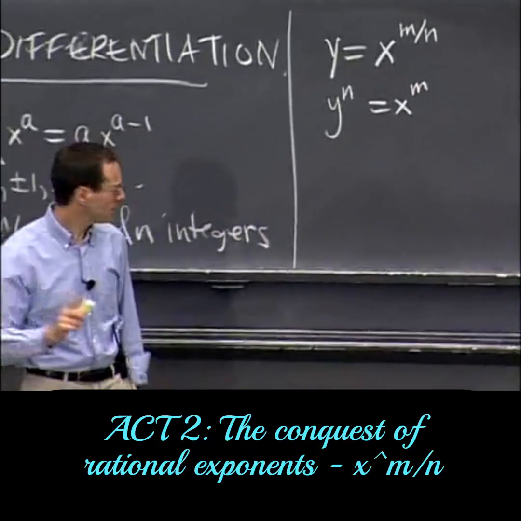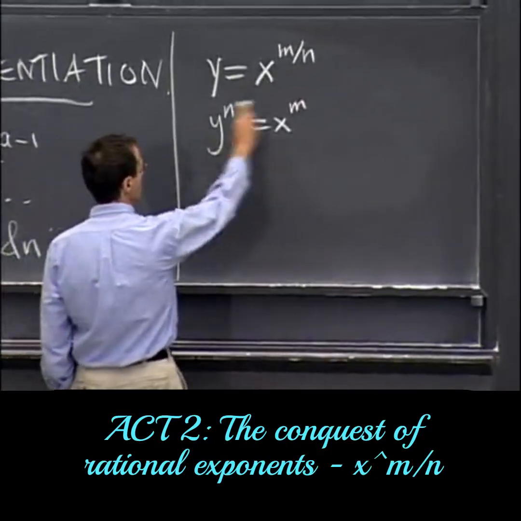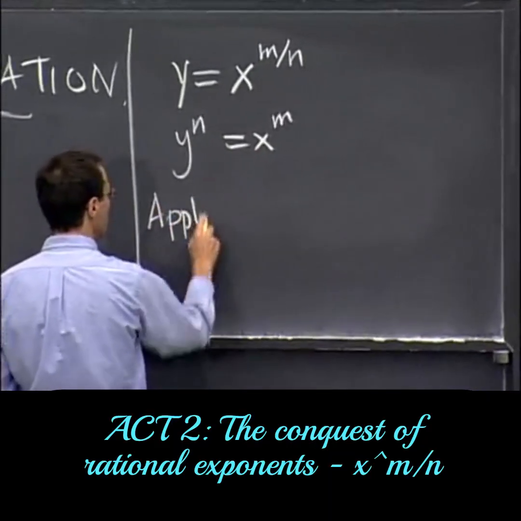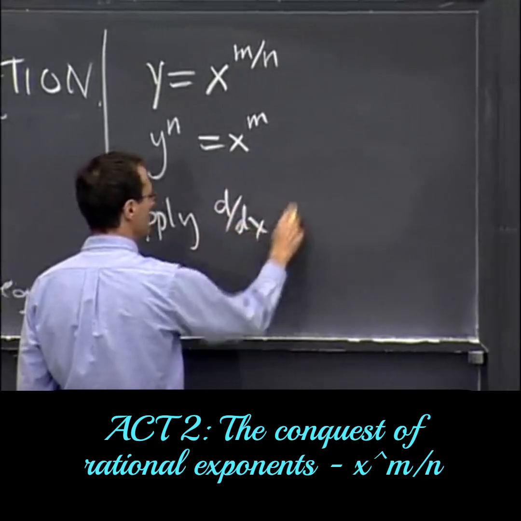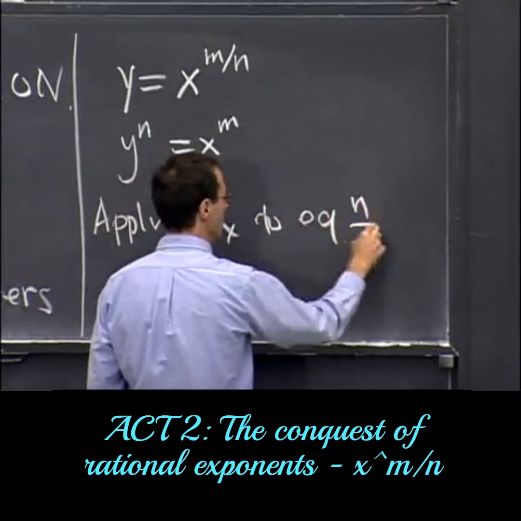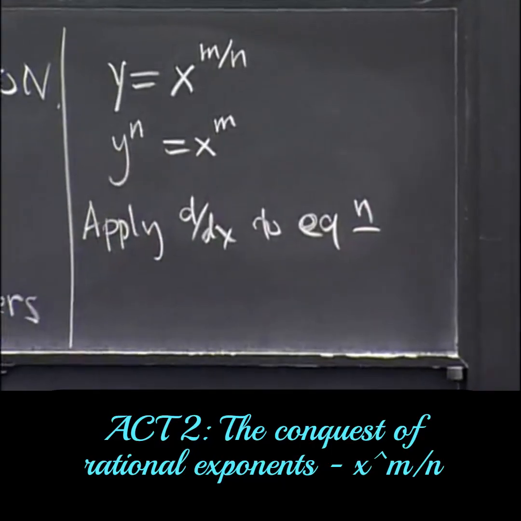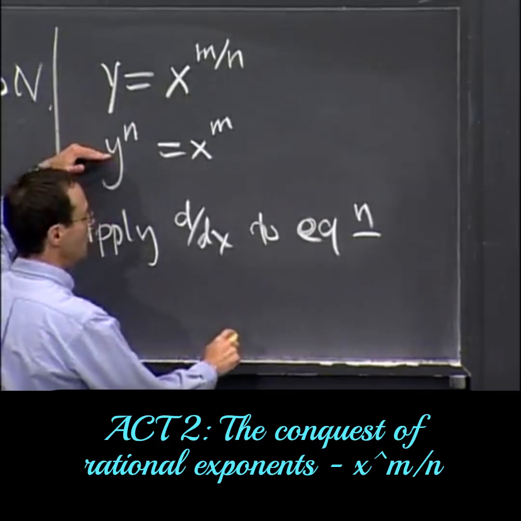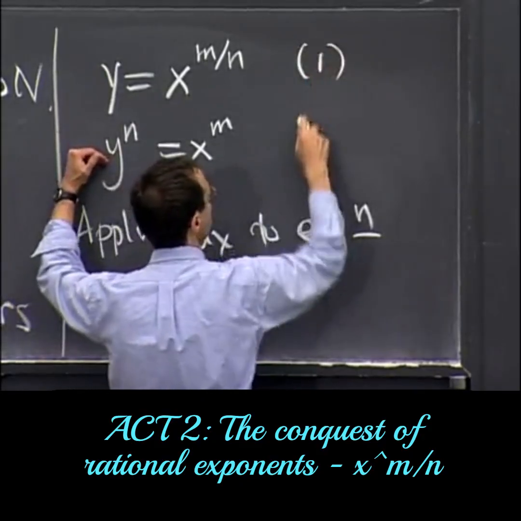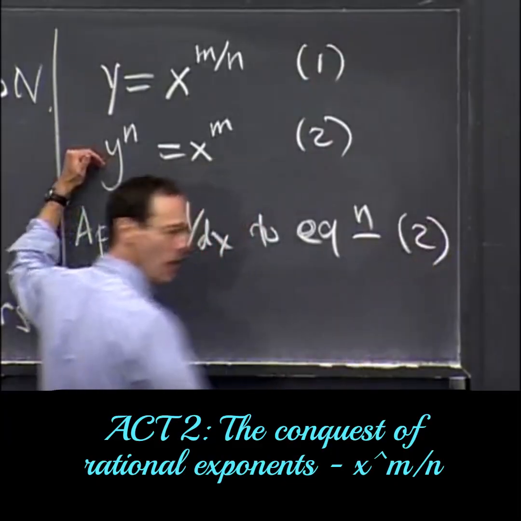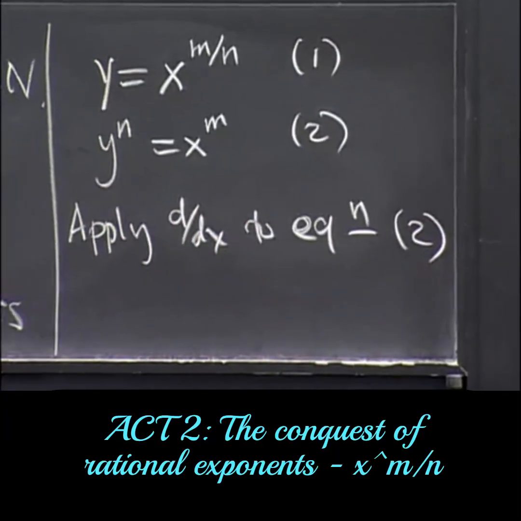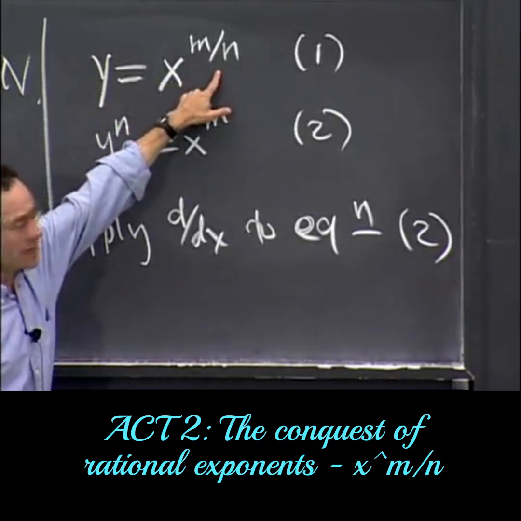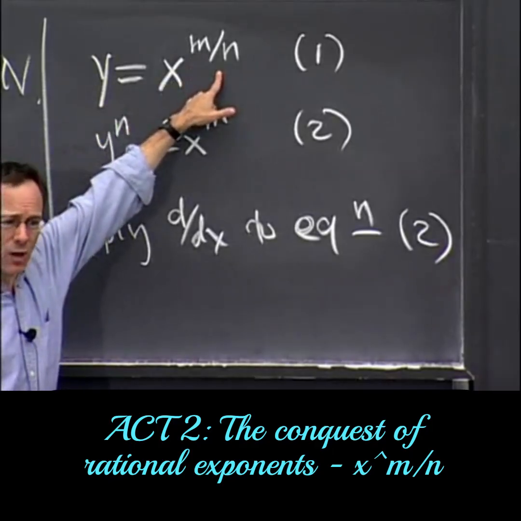And now what we're going to do is differentiate. So we're going to apply d by dx to the equation. Now, why is it that we can apply it to the second equation, not the first equation? Maybe I should call these equation 1 and equation 2. The point is that we can apply it to equation 2. The reason is that we don't know how to differentiate x to the m over n. That's something we just don't know yet.